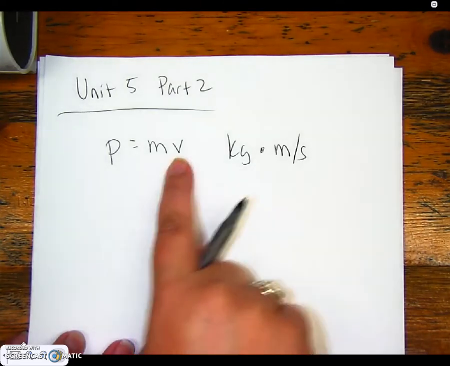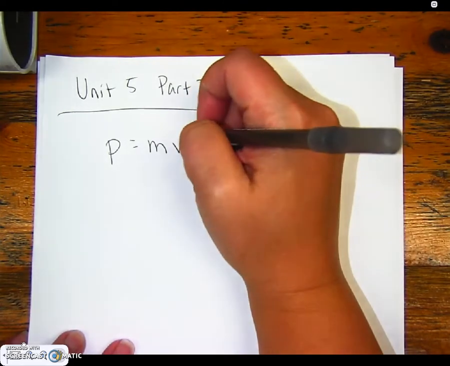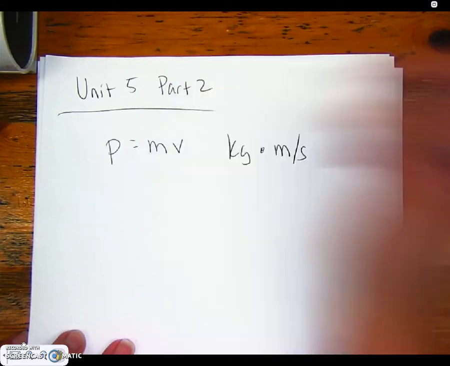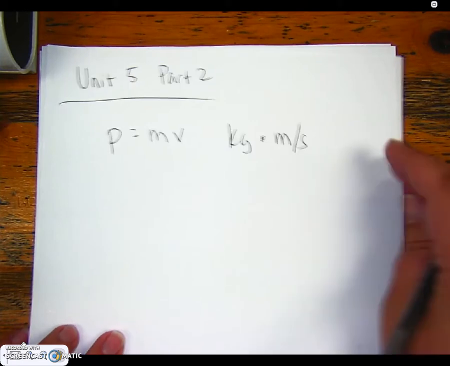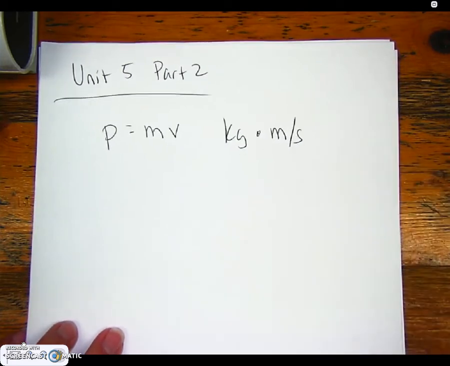Now, this does have a direction, so make sure that if you are adding different momentums, you take into consideration the velocity, which direction the velocity is, if it's positive or negative, or if two things are going in opposite directions, give them opposite signs.